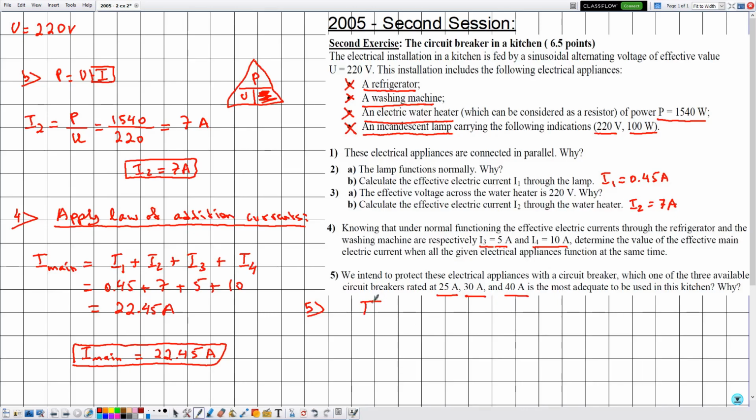So the most convenient circuit breaker is the one having a rated current slightly greater than the main current.